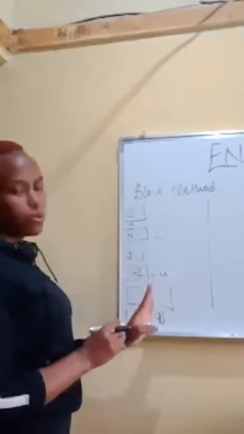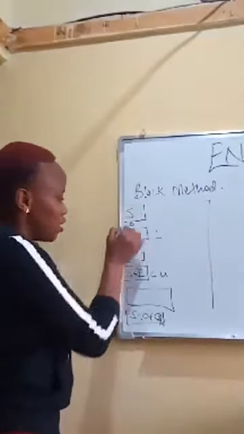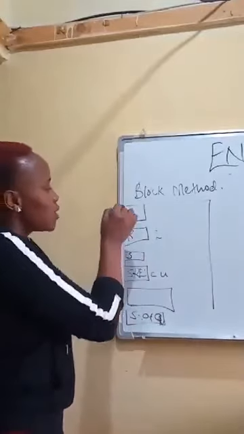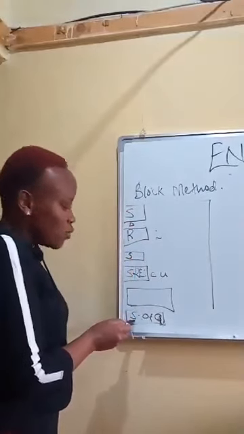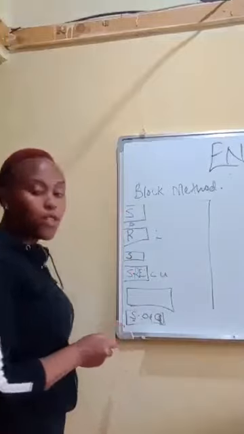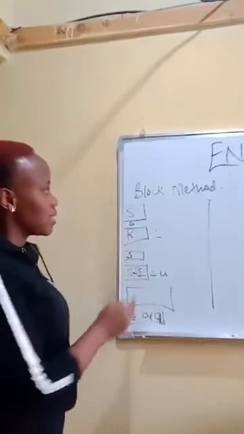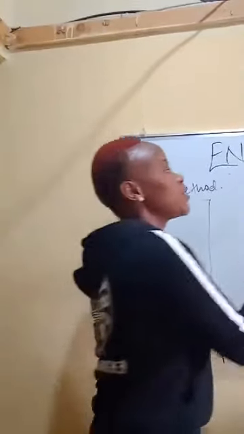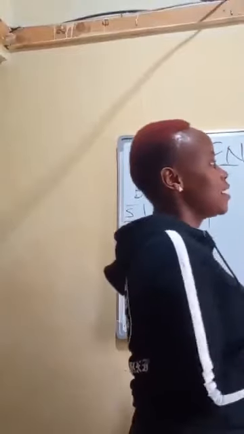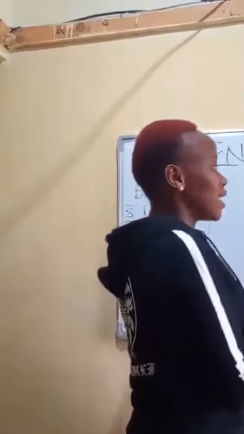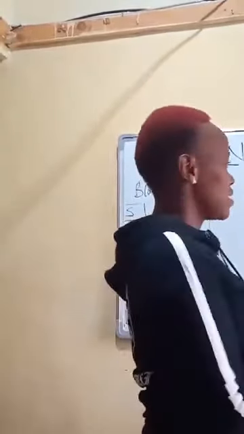This is the blocked method. Everything has to move from the margin. Note that. Everything has to move from the margin, up to and including your signing off. Make sure that you get that. It's very, very important. Let's come to the next one, the indented method. Now, this one is slightly different from this, but it doesn't have to confuse you.